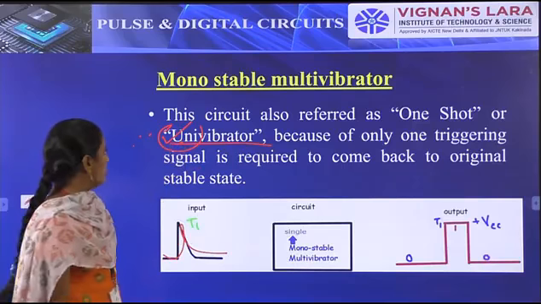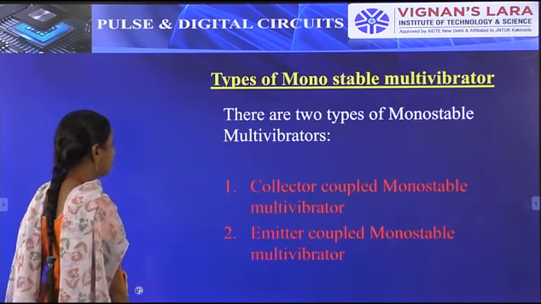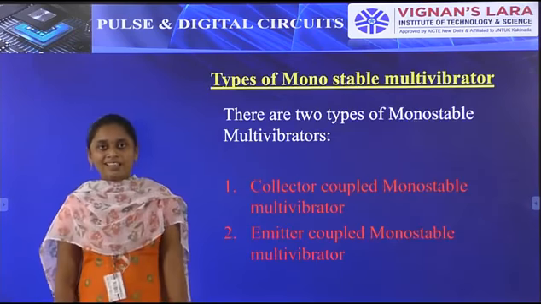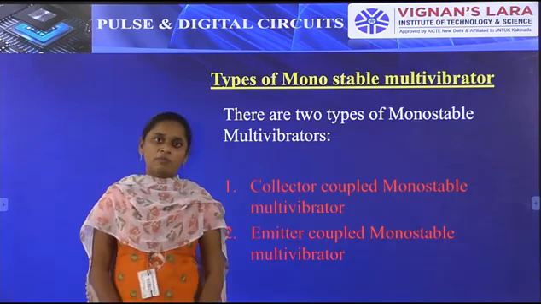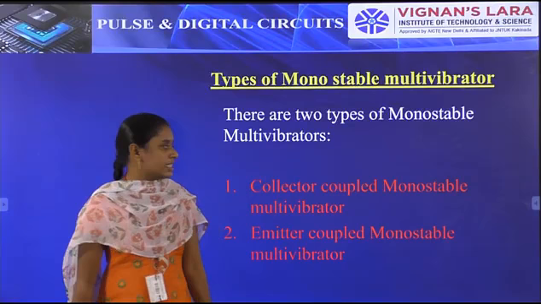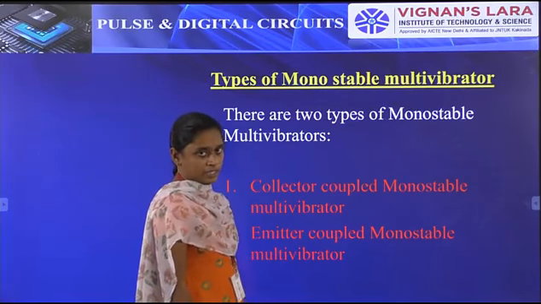So that is another name of the monostable multivibrator. Next, the types of monostable multivibrator. As with the bistable multivibrator, the monostable multivibrator is also divided into two types, that is collector coupled monostable multivibrator and emitter coupled monostable multivibrator.